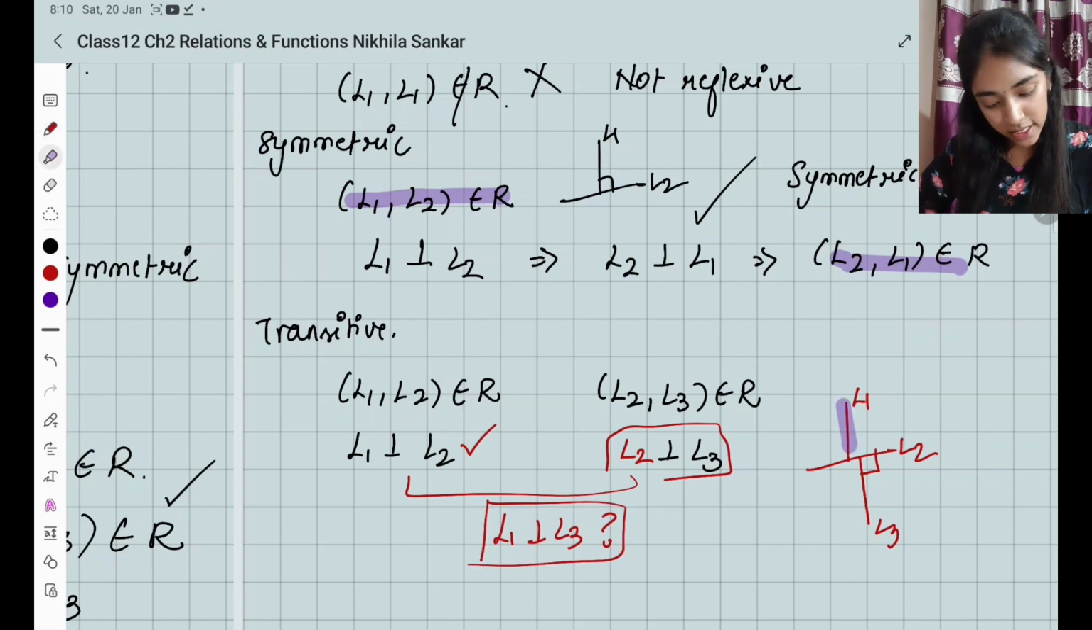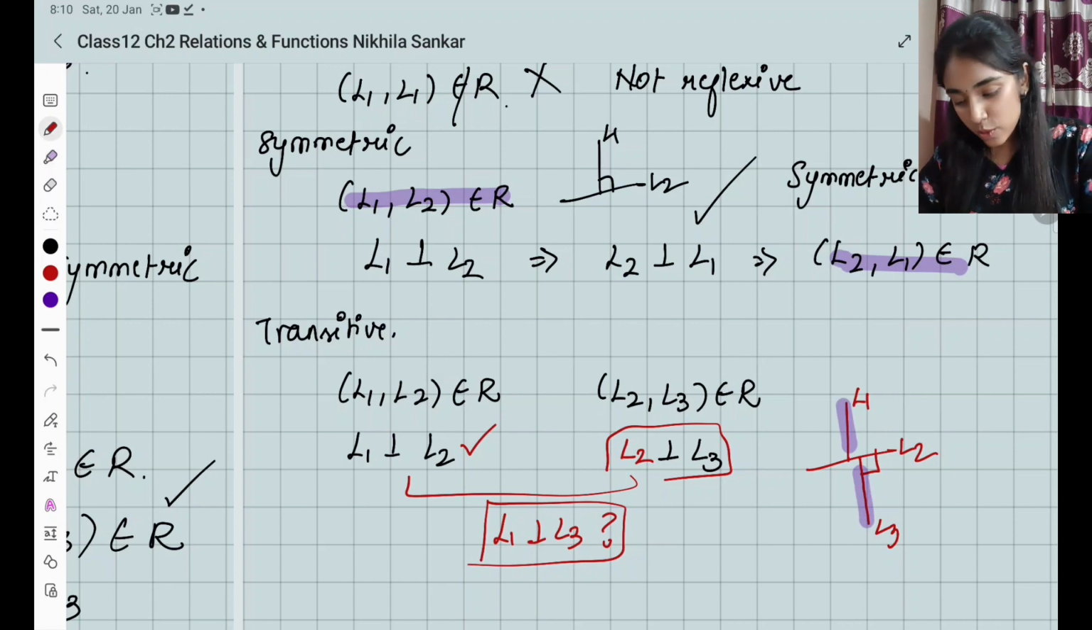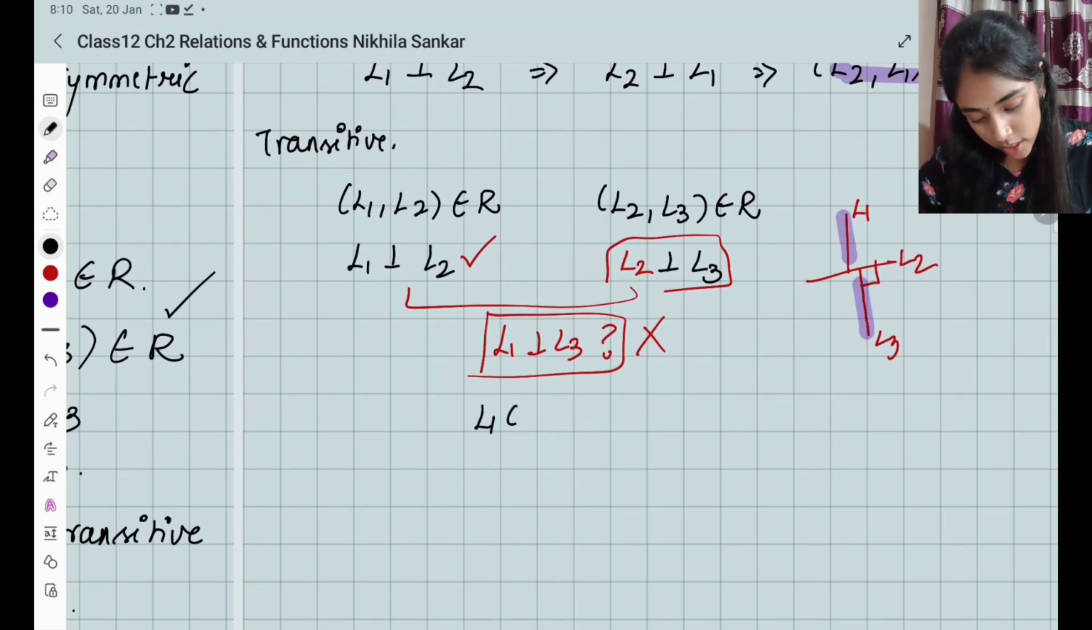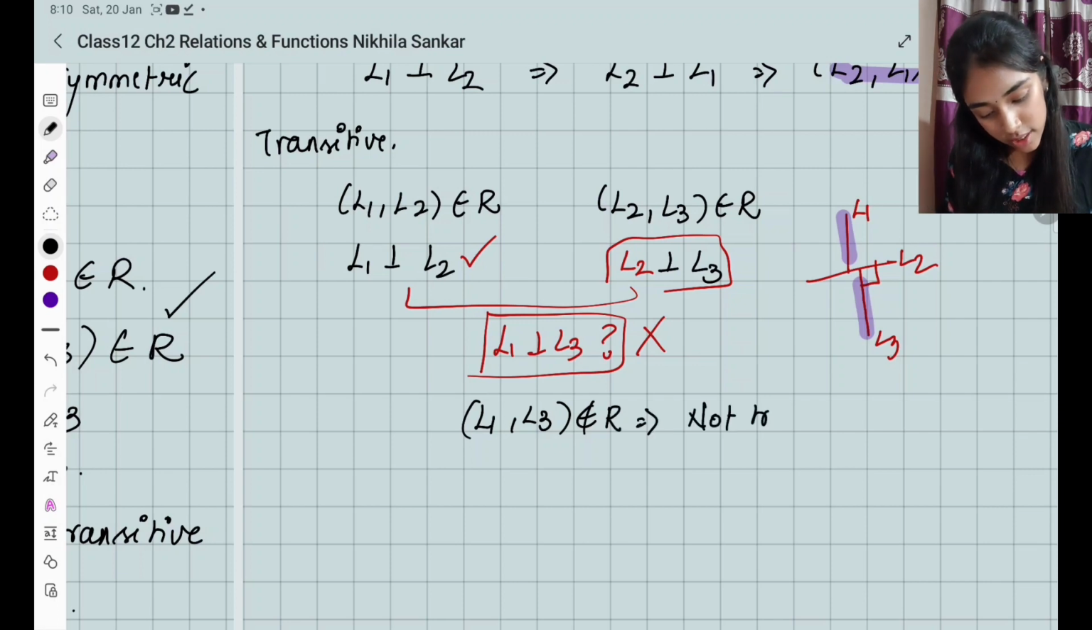Do you see L1 இங்க இருக்கு, L3 இங்க இருக்கு. They are only parallel to each other and they are not perpendicular. So which means this is not possible. So how do you write this? You can write L1, L3 does not belong to the relation, which means it is not transitive.